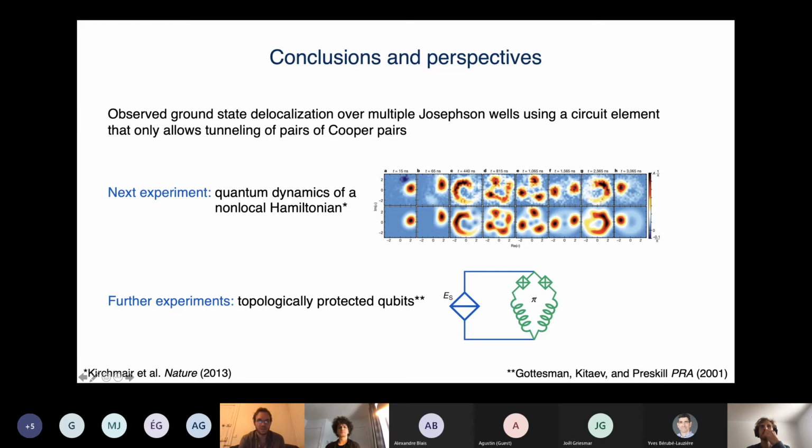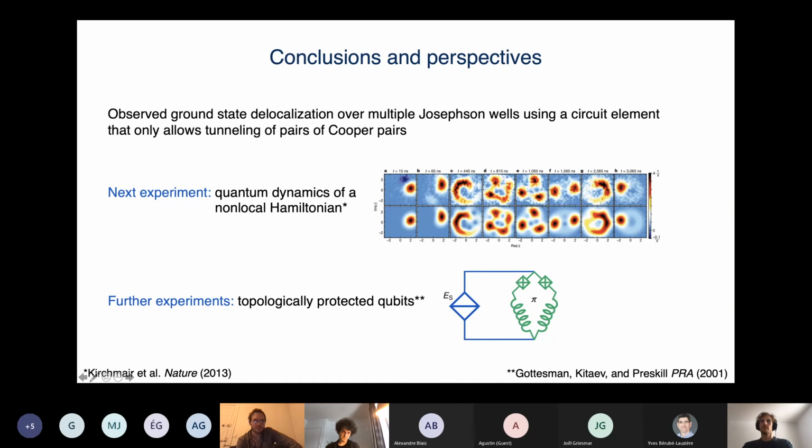Our next plans are first to do an experiment inspired by Gerhard Kirchmair's paper in Nature from 2013, where he measured the Q function for a Kerr cavity. Here the top panel is experiment and the bottom panel is theory. What he sees is collapses and revivals of the initially prepared coherent state.